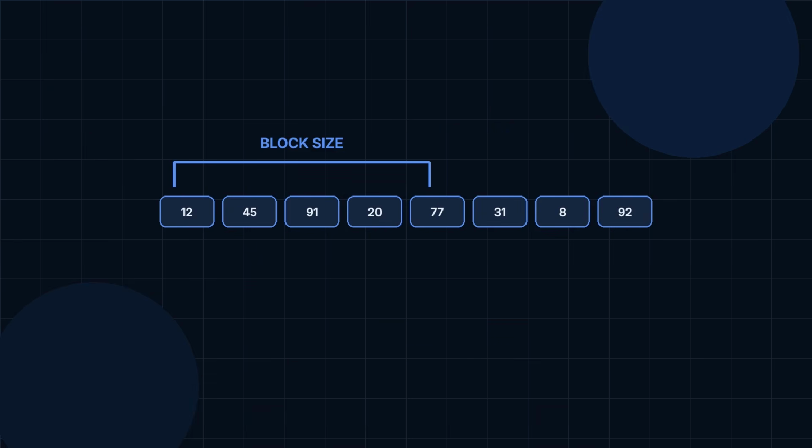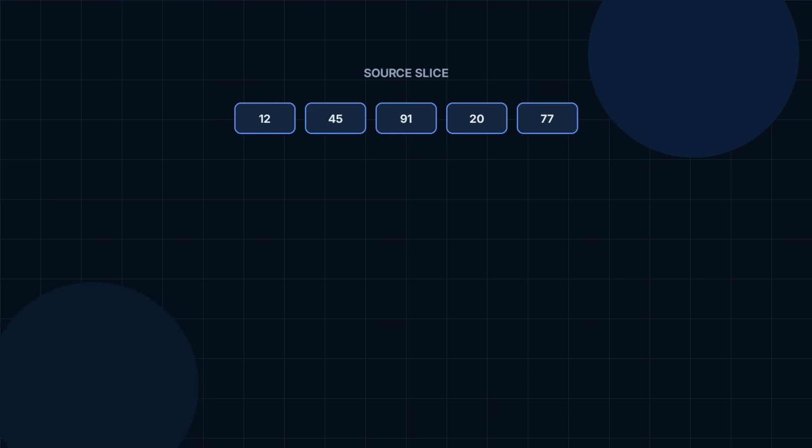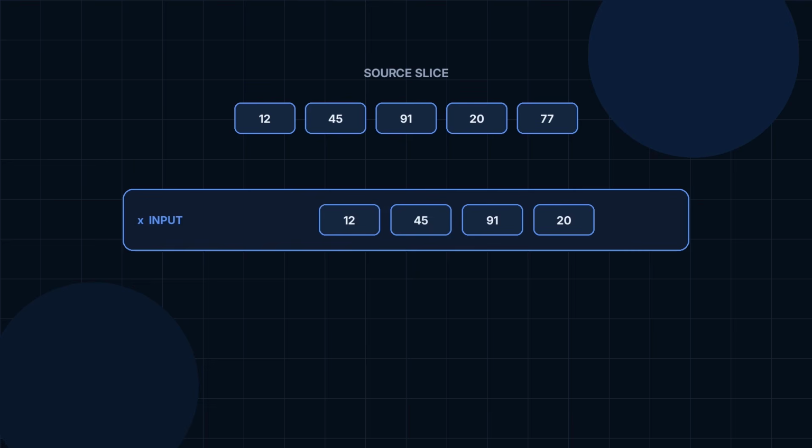We define a parameter called block size, sometimes also called the context window. Block size is how many tokens the model gets to look at before making a prediction. Let's say the block size is 4 for this example. In TinyGPT, a typical block size might be 128 or 256. Now take a small slice of our token stream. From the 5 token slice, we extract one training example.